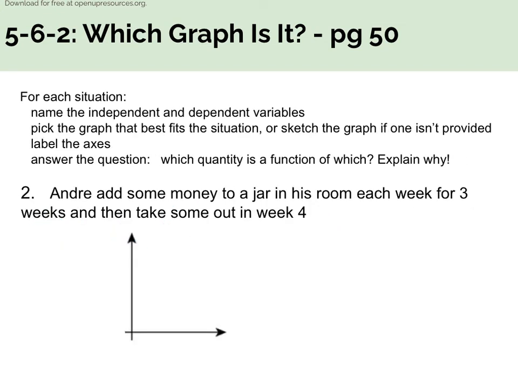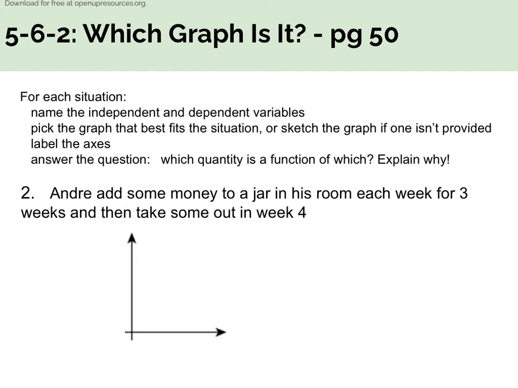Number 2: Andre adds some money to a jar in his room each week for 3 weeks and then takes it out on the 4th week. Here we don't have a graph. We want to find our independent variable and our dependent variable, so our x-axis and y-axis. We want to graph it, and then figure out which quantity is a function of which. So go ahead and pause, answer all of that, and then come back to me.